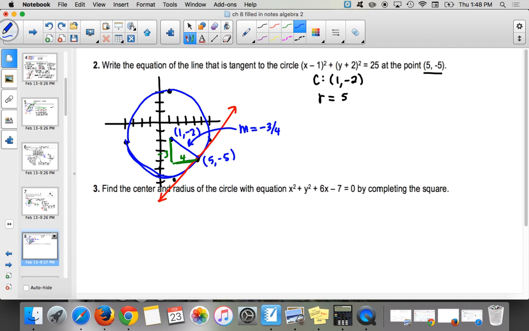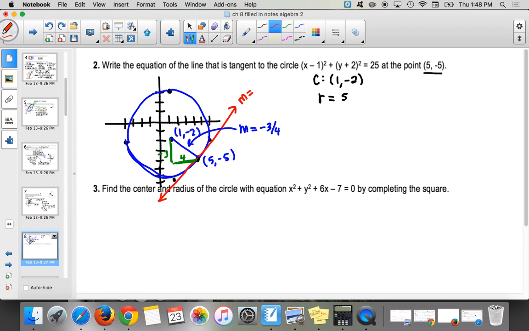The radius is 5 units, but we're not using that distance. You could do the Pythagorean theorem and get that that's 5. Is that what you're saying?